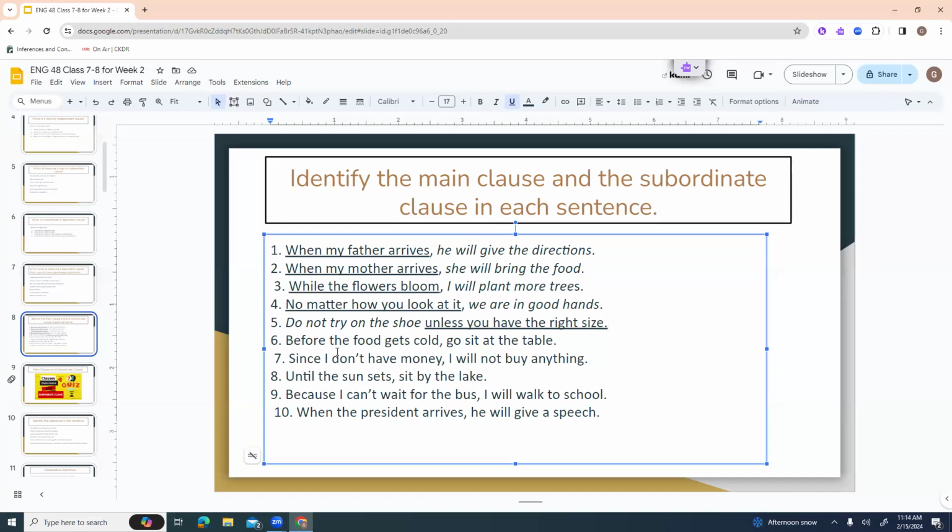So for the next one, before the food gets cold, go sit at the table. All right, where is our subordinate conjunction? Well, before the food gets cold can't stand on its own. All right, so I'm going to underline that. That's our subordinate conjunction. And then we have go sit at the table.